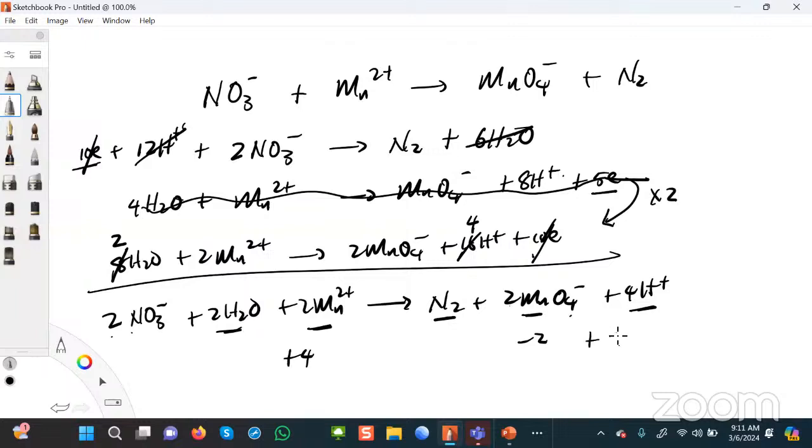Hold on, something is wrong here. Oh, hold on. What did I say? Plus 4, minus 2. So that's plus 2. And here we have minus 2 plus 4 equals minus 2, right? So basically, we're going to have minus 2 total charges on both sides, all right?